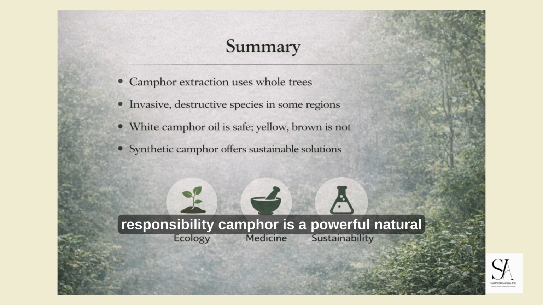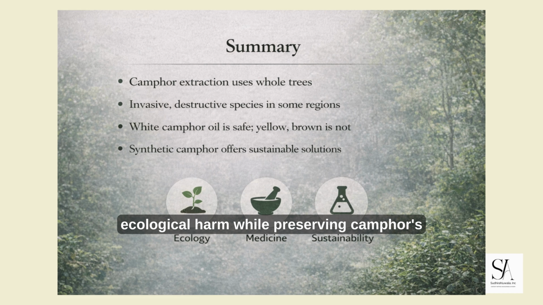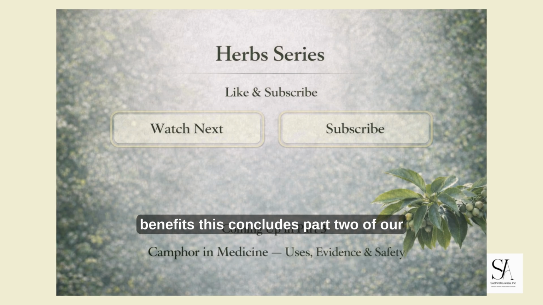Camphor is a powerful natural compound, but it comes with complexity. Its extraction often requires the harvesting of entire trees. In some regions, those trees behave as invasive species. Only white camphor oil is considered safe, while other fractions pose health risks. Modern science and synthetic alternatives now offer ways to reduce ecological harm while preserving camphor's benefits. This concludes part 2 of our exploration of camphor.